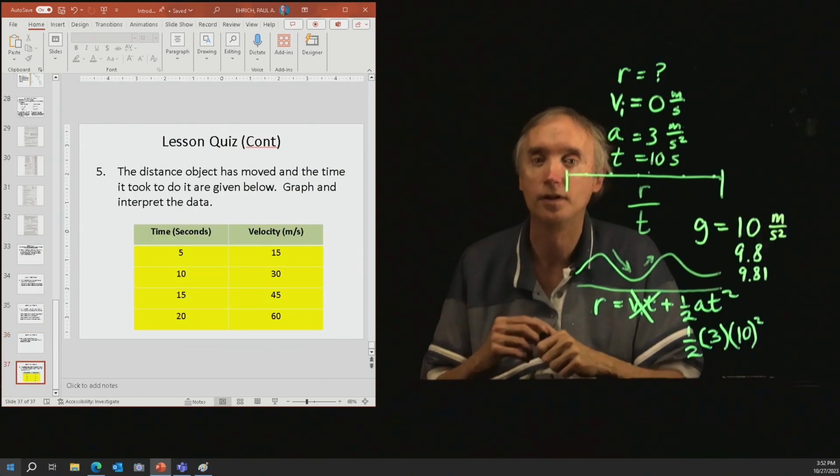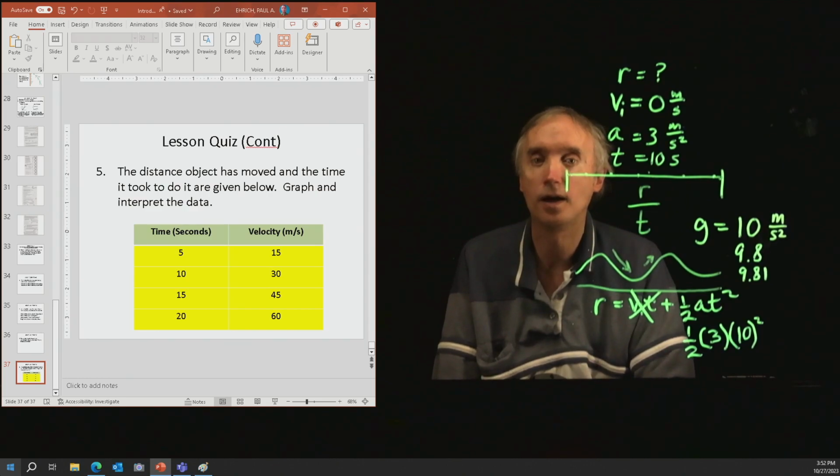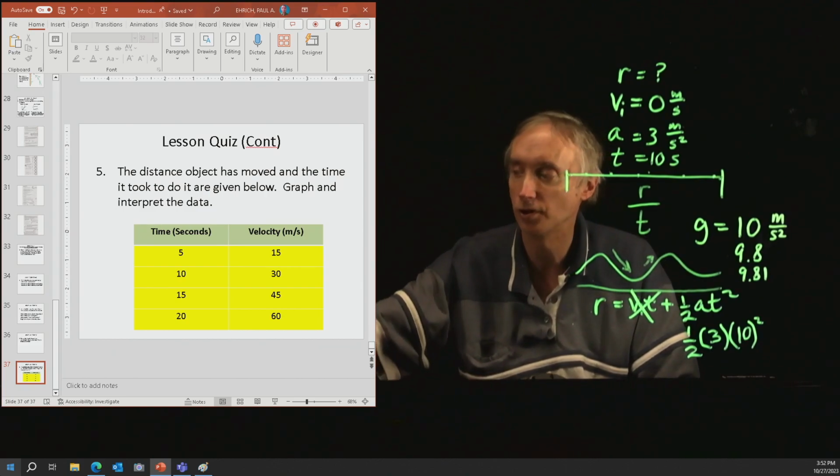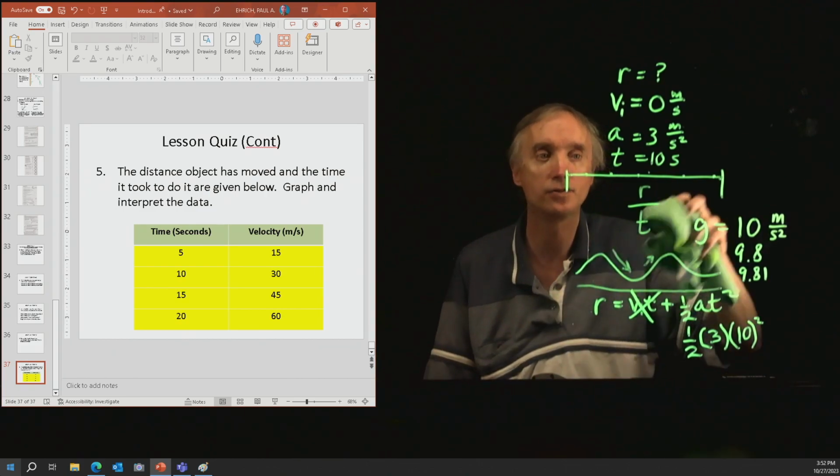And then number 5, the distance an object has moved and the time it took to do it in are given below. Graph and interpret what the data is trying to say.